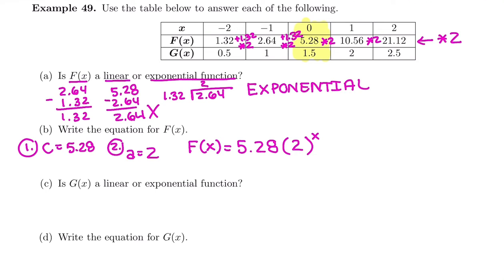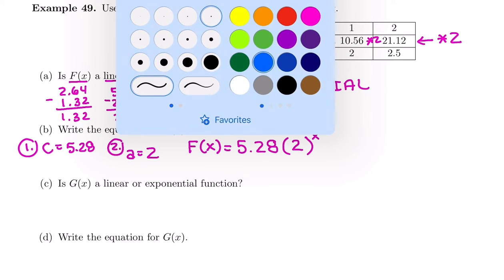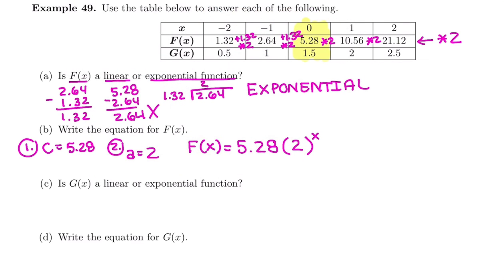Now if we switch gears and look at g of x, we're going to figure out, are we adding the same number so it's linear, or are we multiplying by the same number so it's exponential? So I'm going to take the difference of these two consecutive numbers. I'm going to do 1 minus 0.5, and the difference is 0.5. So I add 0.5 to get from 0.5 to 1.